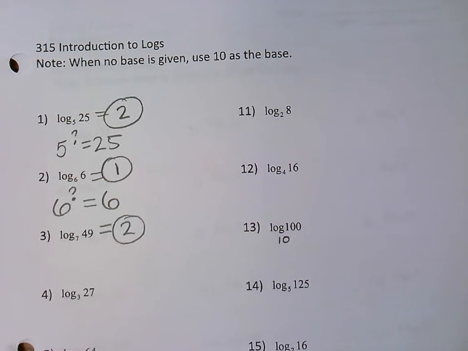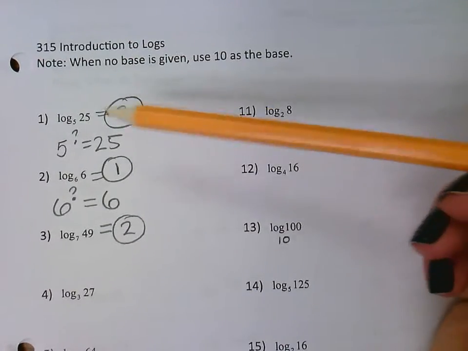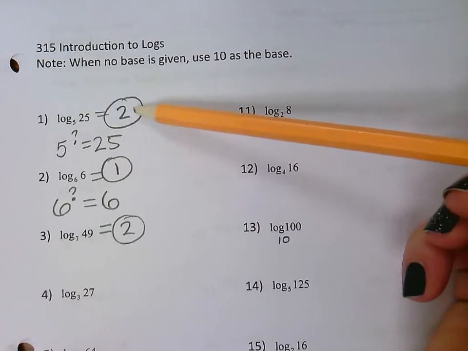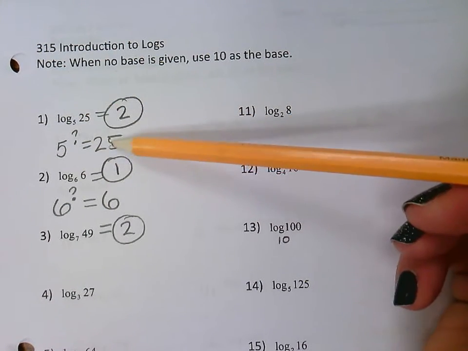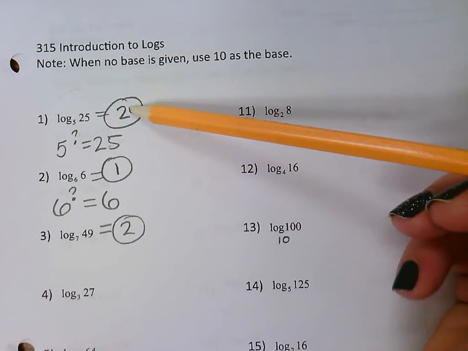All right, so evaluating a log is the same as evaluating an exponential expression. So in number one, it's asking you 5 to what power is 25? So the answer is 2.